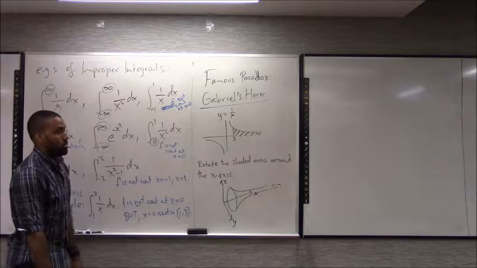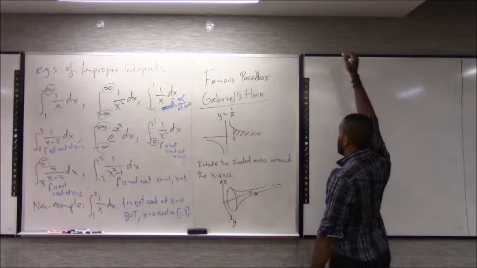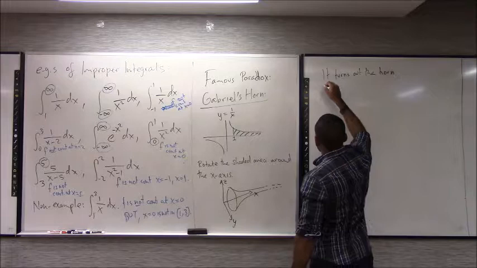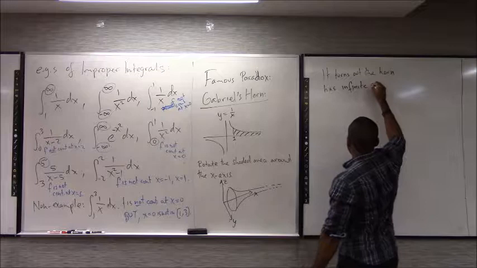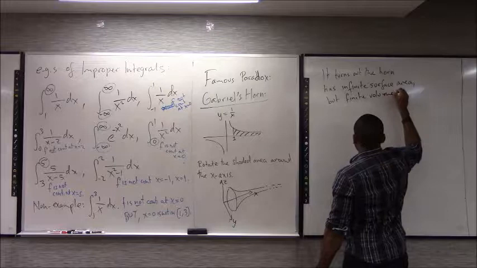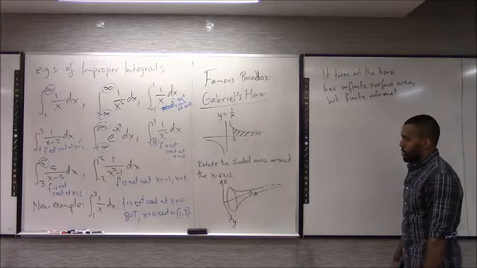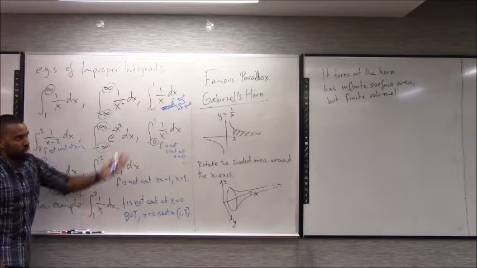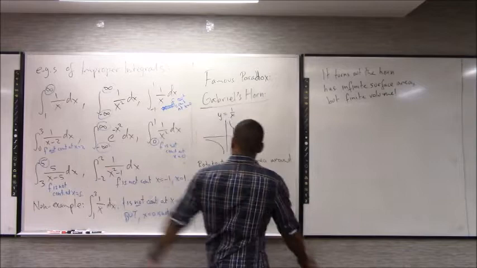Centuries ago, people were really disturbed by this because it turns out the horn has infinite surface area, but finite volume. Which is kind of crazy. You can fill the horn with paint, but you won't have enough paint to actually paint the surface of the horn. Which was like, what? And it turns out you can compute the volume and the area of this using improper integrals, because it's literally going on forever. So if you tell people you've heard about Gabriel's horn, that's what it means.